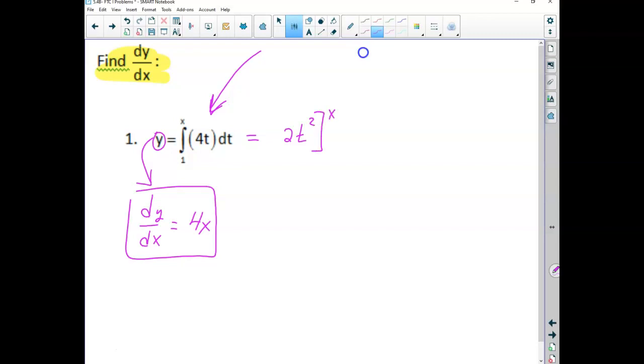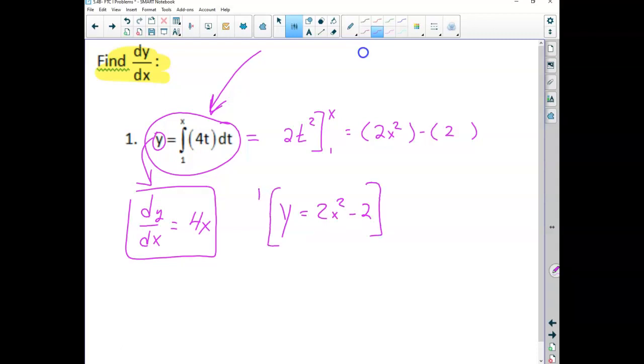And if I evaluate it from x to 1, what is that going to equal? I'm thinking that's going to equal 2x squared minus 2, right? So technically this is talking about y equaling 2x squared minus 2. And what happens if I come back and take the derivative of that? The derivative of y is dy dx equals, what's the derivative of 2x squared? I guess that would be 4x. The derivative of minus 2 is 0.